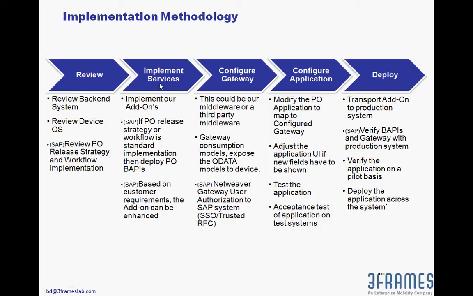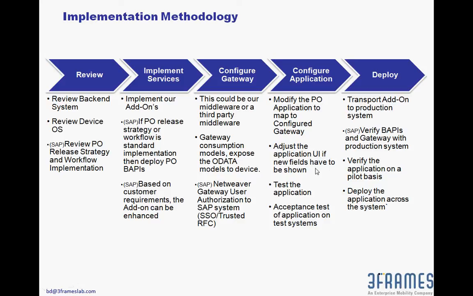In the second step, we will implement our add-ons specific to your ERP backend system. The add-ons can be easily customized or built afresh based on the requirement. We will then configure the gateway to connect the backend ERP system to the mobile device. This could be using our middleware or any other third-party gateway system. In the fourth step, we will configure the mobile application based on the requirements and the mobile operating systems that will need to be supported.